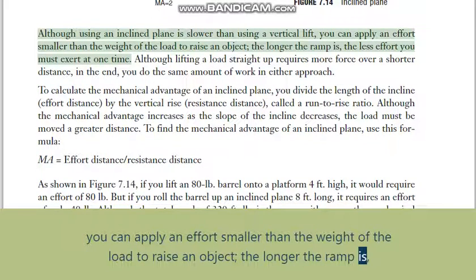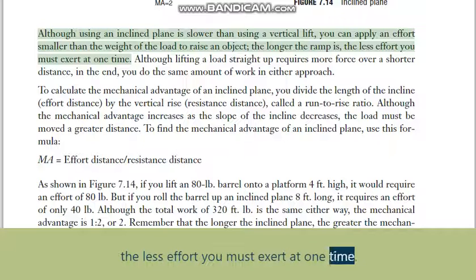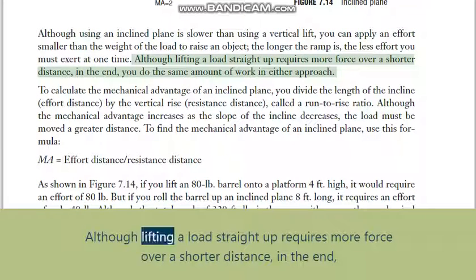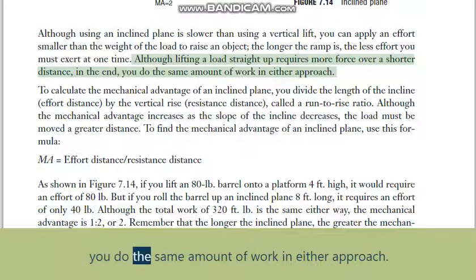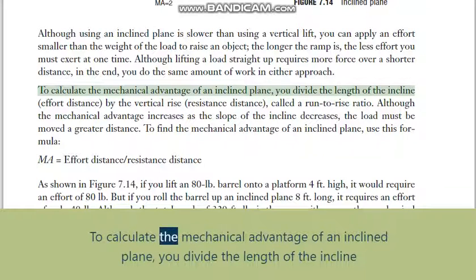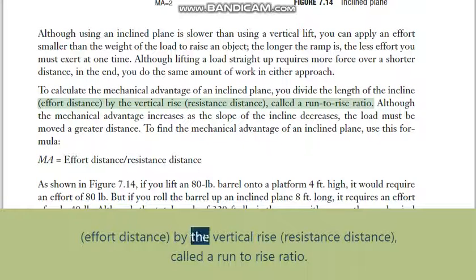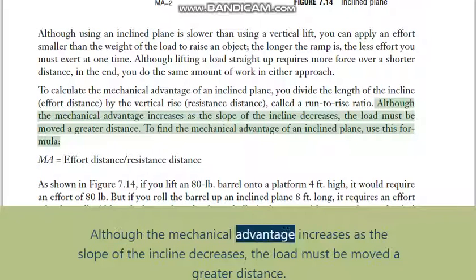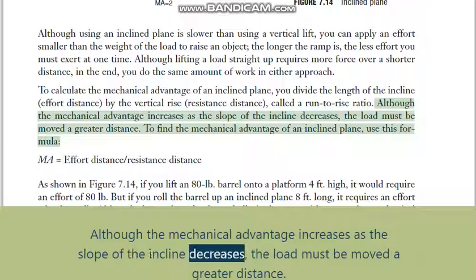The longer the ramp is, the less effort you must exert at one time. Although lifting a load straight up requires more force over a shorter distance, in the end, you do the same amount of work in either approach. To calculate the mechanical advantage of an inclined plane, you divide the length of the incline, effort distance, by the vertical rise, resistance distance, called a run-to-rise ratio. Although the mechanical advantage increases as the slope of the incline decreases, the load must be moved a greater distance.